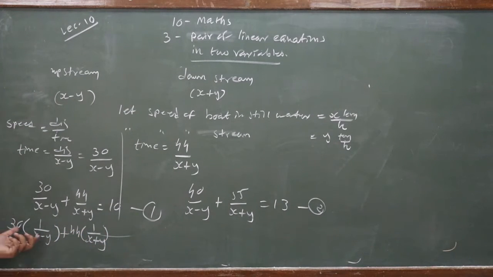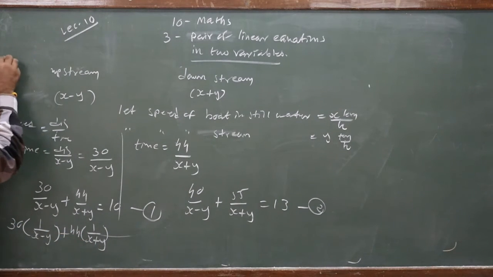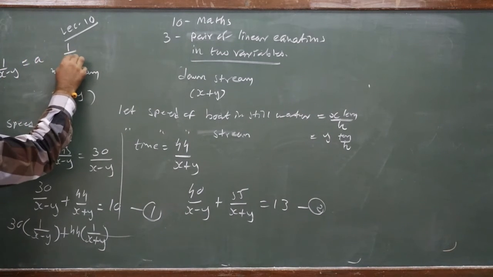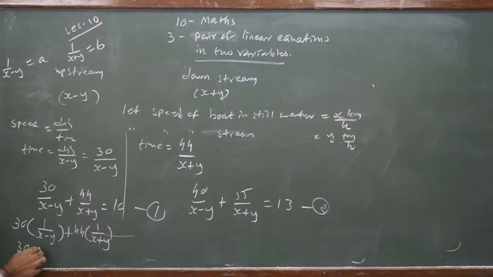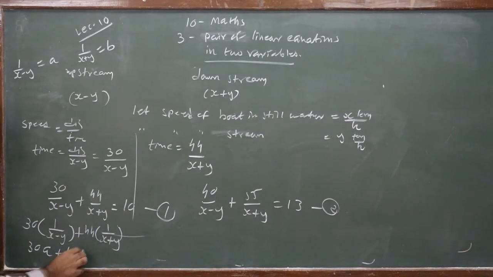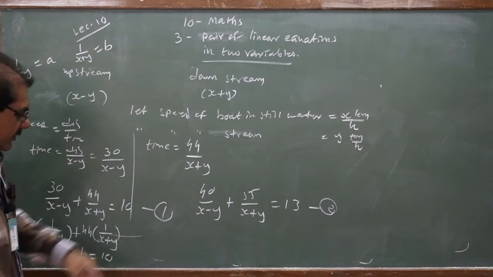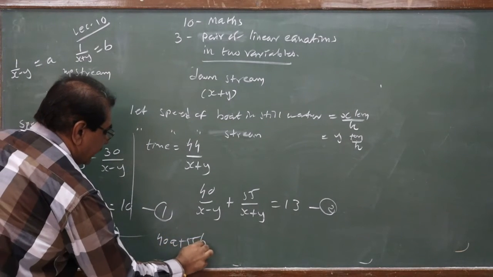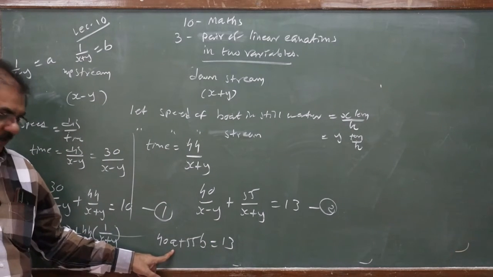So you have to assume for 1 upon x minus y and for 1 upon x plus y. So suppose you assume 1 upon x minus y is equal to a and 1 upon x plus y is equal to b, then it is 30a plus 44b is equal to 10. And here same way you can say 40a plus 55b is equal to 13. These are the two equations in the required form.